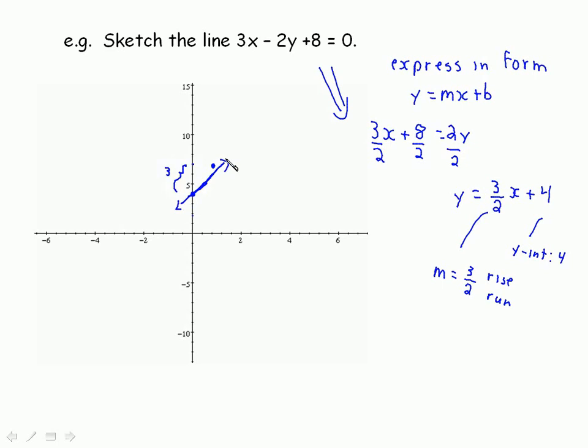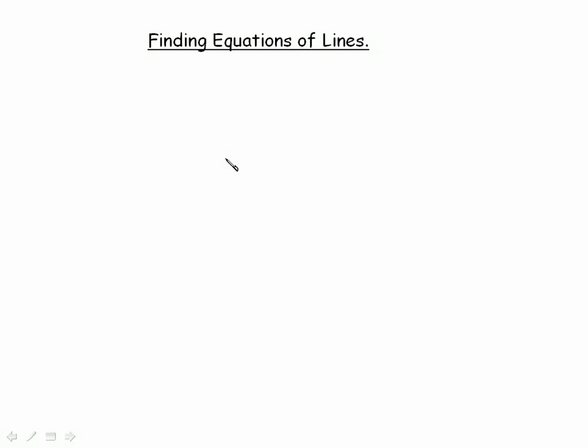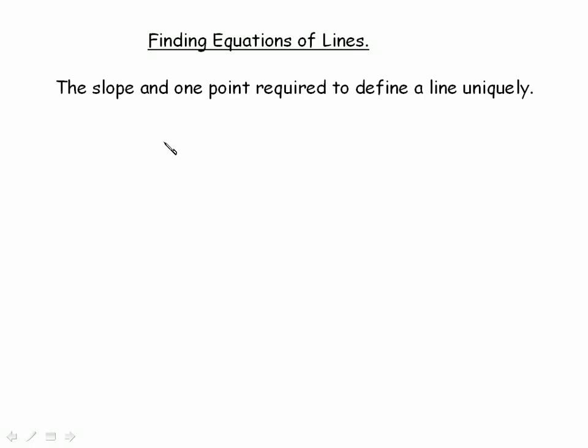Now more important though, or what you're going to find more common at least, is doing the reverse, is finding the equations of lines. And in order to define a line uniquely, you need two things really. You need one point on that line, and you need the slope. Because if all you have is the slope, you just have a bunch of parallel lines. But when you know one point that the line passes through, then you can define it uniquely. There's only one line that would do that.